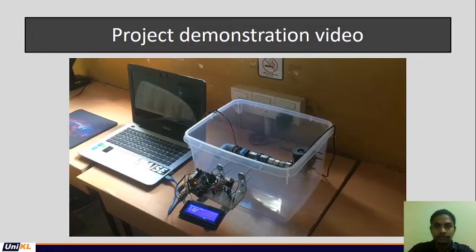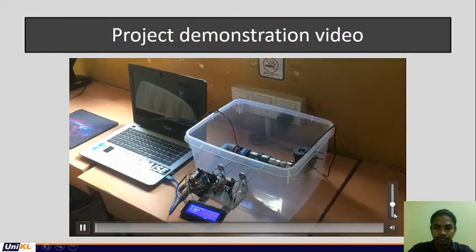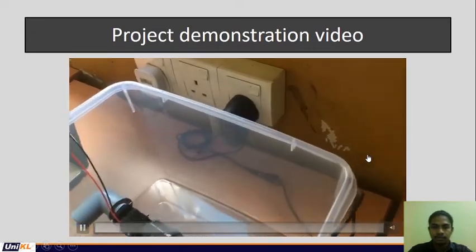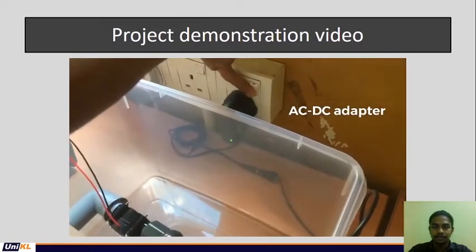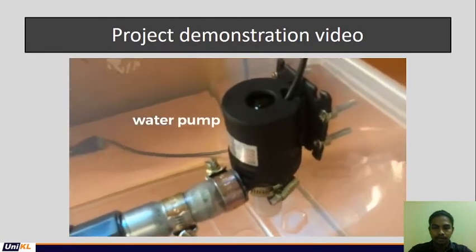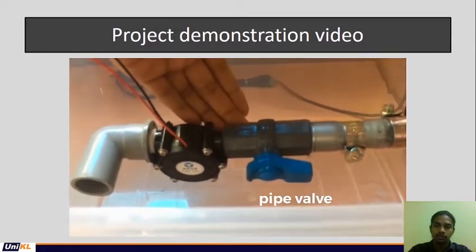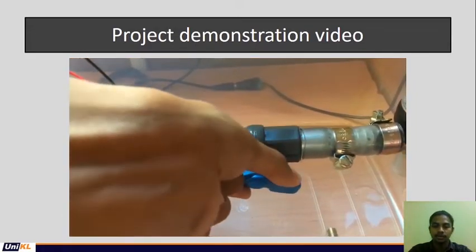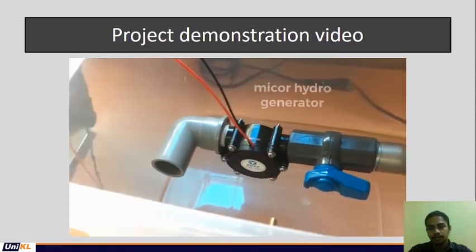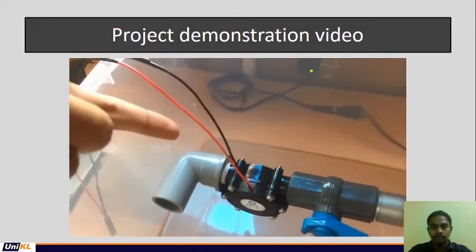So about the project demonstration video. So this is our project. Firstly, we will turn on the AC-DC adapter and activate the water pump. The water pump will make the water flow through the pipelines. So we use a pipe valve to control the speed of the water. So here we can control from the pipe valve. And here is the micro hydro generator, and water will go out here.